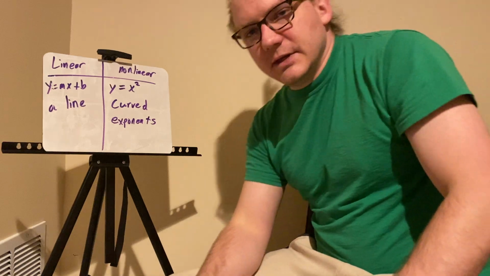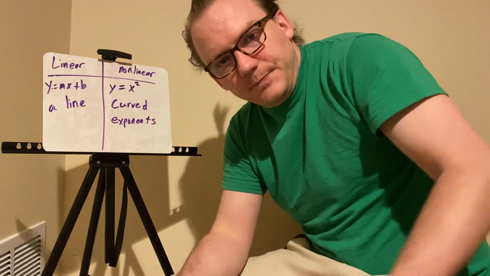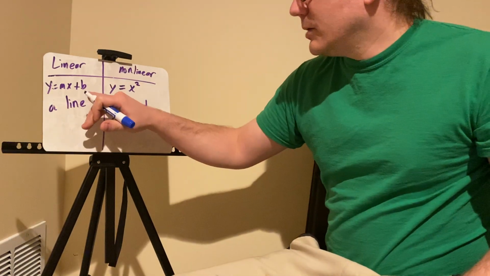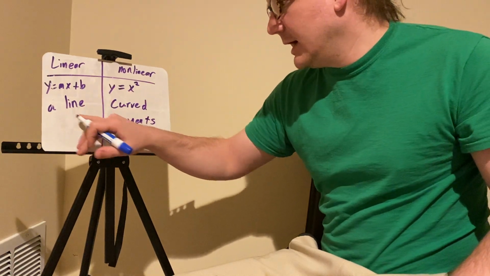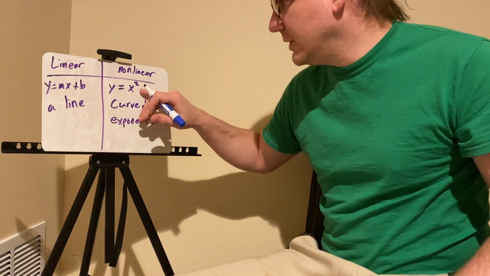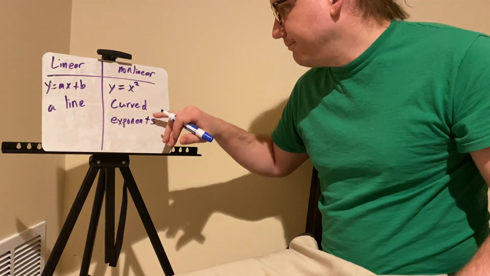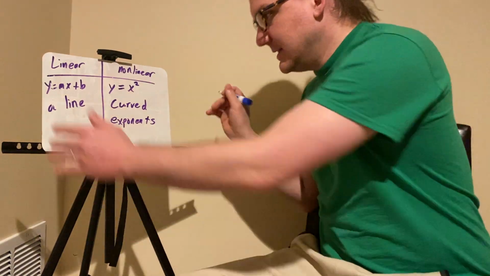Linear and nonlinear. This is where we get the difference between a straight line and a curved line. That's basically as complex as you need to make it right now. y equals mx plus b is a linear function or equation. It is a line. Nonlinear might look something like y equals x squared. You'll get into that in algebra. Curved, generally looking at exponents and exponential increases.